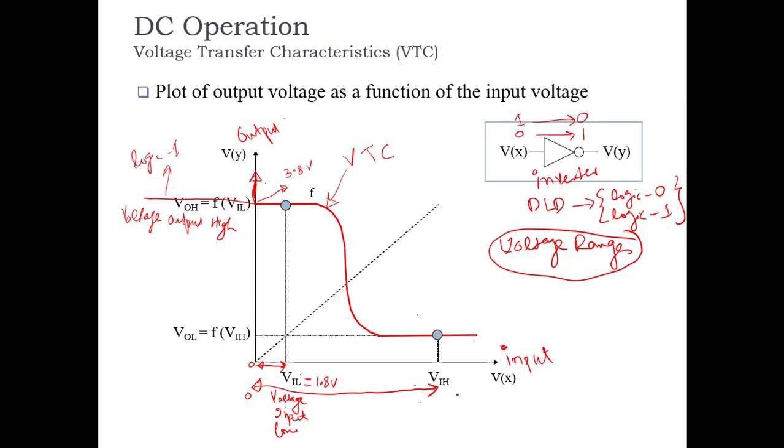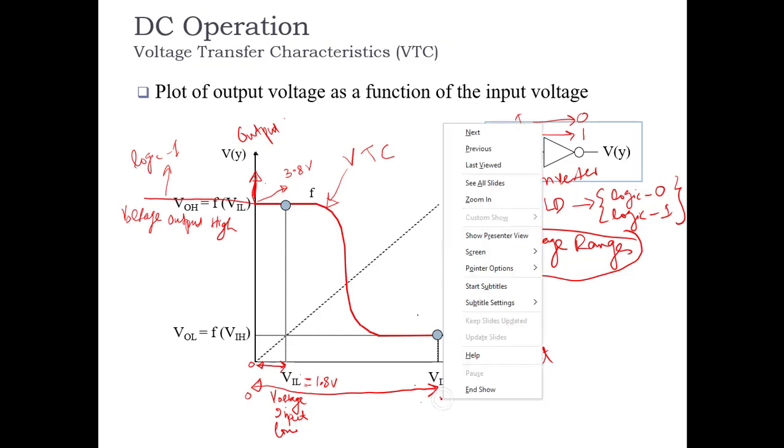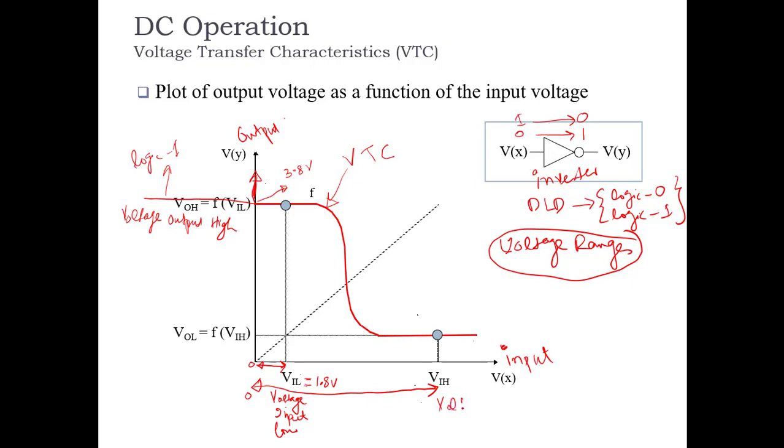Again, if I want to enter a 1 to my NOT gate, the voltage should be above VIH, where VIH means voltage input high. So for example, this may be, let's say, 2.8, or let's say 3.2 volts.